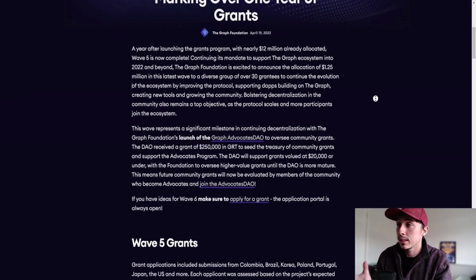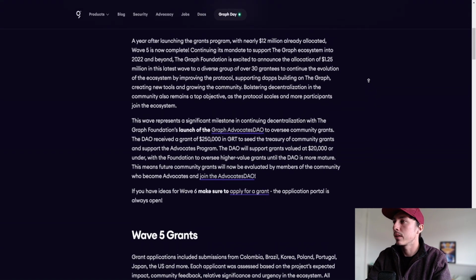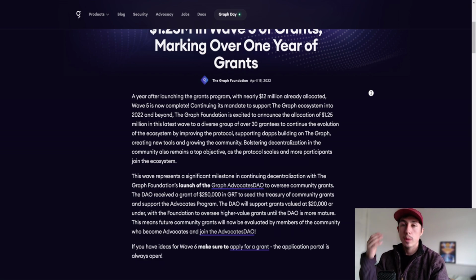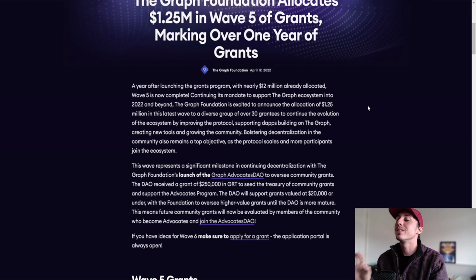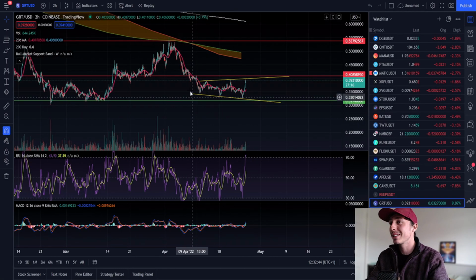The Graph Foundation is excited to announce the allocation of $1.25 million in this latest wave to a diverse group of over 30 grantees to continue the evolution of the ecosystem, improving the protocol, supporting the dApps, building on the Graph, creating new tools, and growing the general community. So super bullish. Amazing news for this particular cryptocurrency project, and it shows us that Graph is here to stay. So let's just jump straight into the price action.